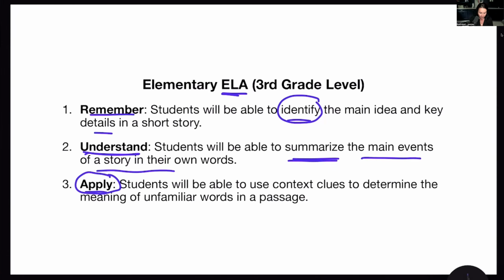Now we're getting into application. We're going to take what we did when we identified and summarized, and students will be able to use. The verb use goes with apply, right? Use context clues to determine the meaning of unfamiliar words in the passage. So we are applying our knowledge to figure out what some of these more complex words mean inside the passage.